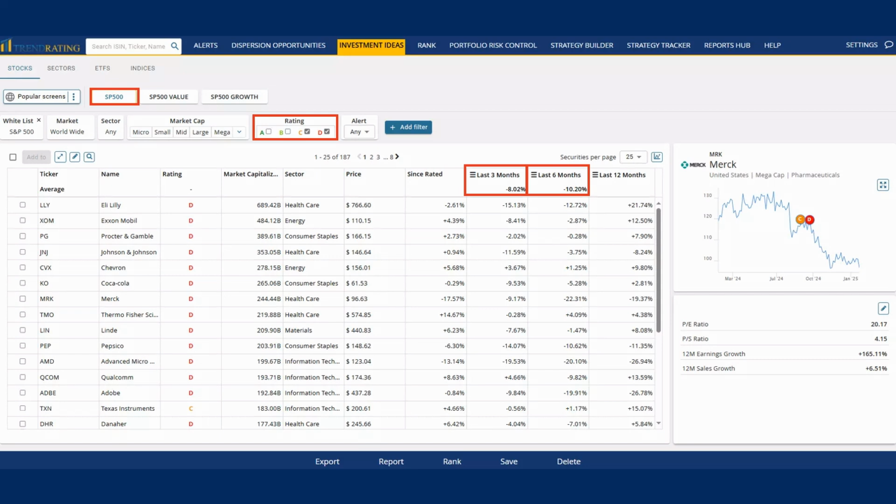What are we trying to prove here? Trendrating's effectiveness in correctly and promptly separating the winners from the losers, and therefore the ability to exploit the broad performance dispersion across stocks.